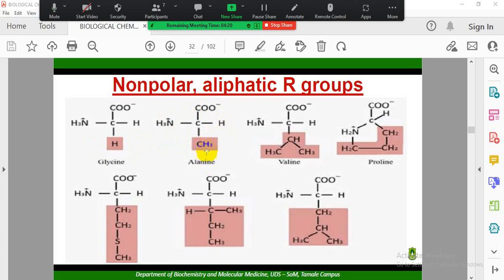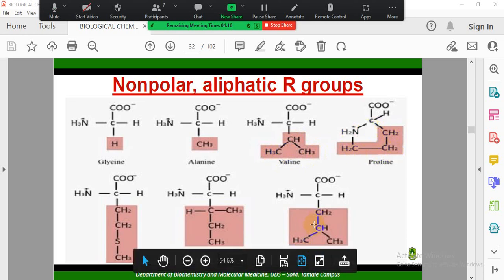So alanine has CH3. Valine has CH bonded to two different CH3s. Proline is what? A ring. Then we come to this, this is leucine and this is isoleucine. We also have what? This one is what?